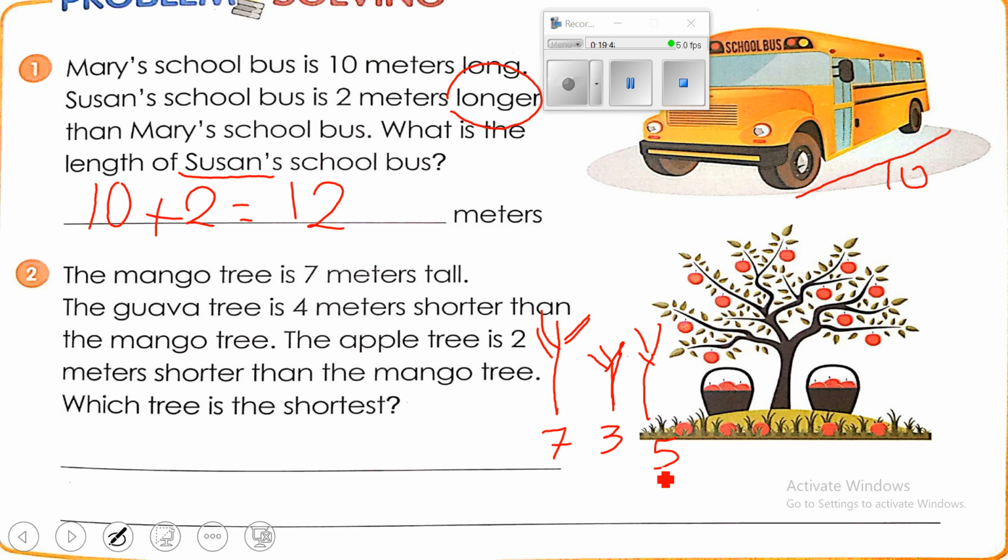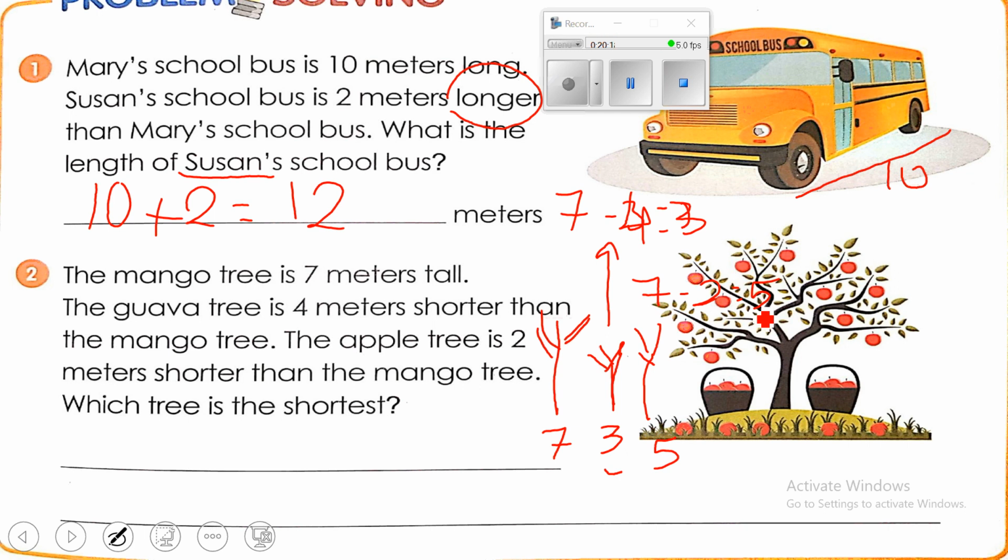Again, how do I know the guava is 3? They told me the guava is 4 meters shorter. So here it is, 4 meters shorter. That means 7 minus 3 equals, sorry, 7 minus 4 equals 3. And here they said the apple is 2 meters shorter. So that means 7 minus 2, it will be 5.